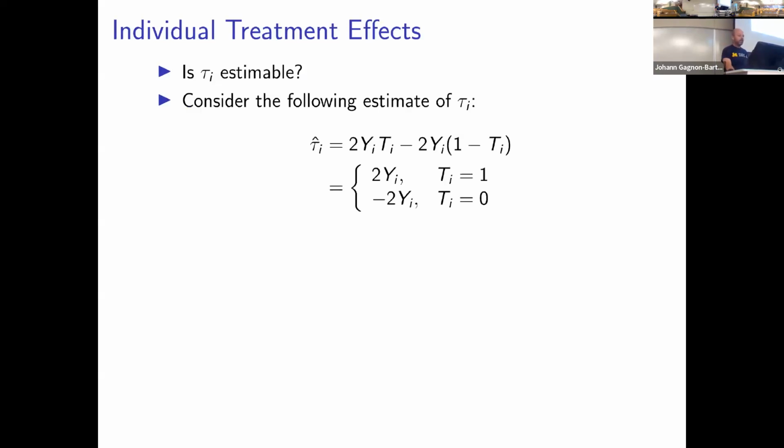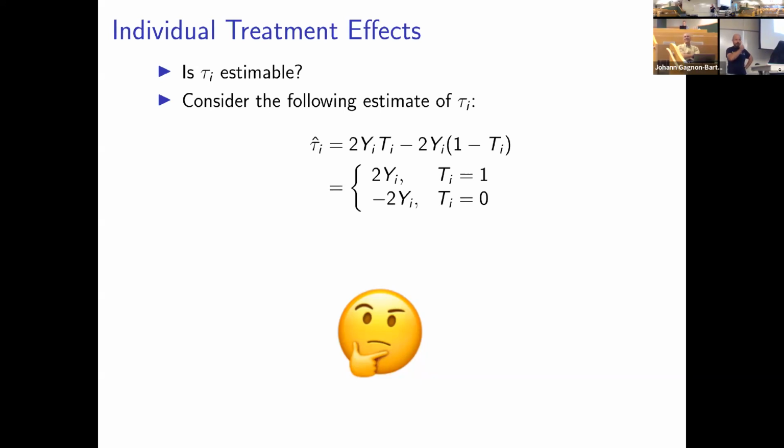Okay, good. You're all saying no, which means you followed along well, but that's actually not true. So let me present this following estimate of an individual treatment effect. Basically, if you end up in treatment, take your outcome and multiply it by 2. If you end up in control, take your outcome and multiply it by -2.